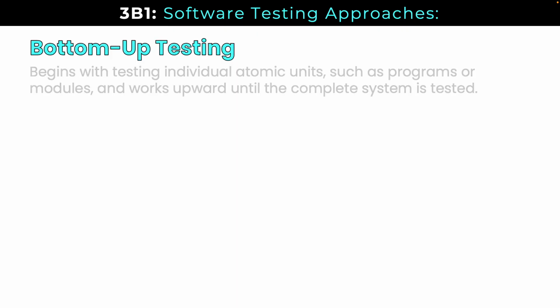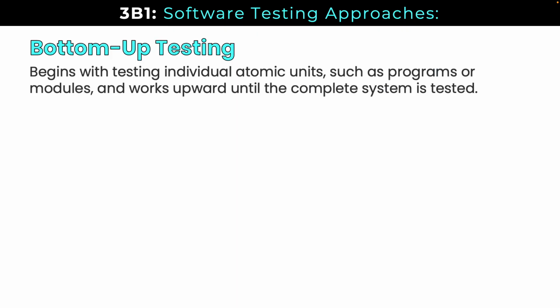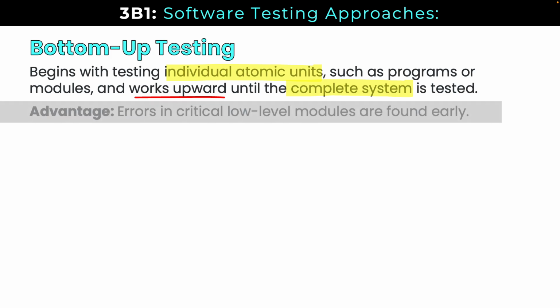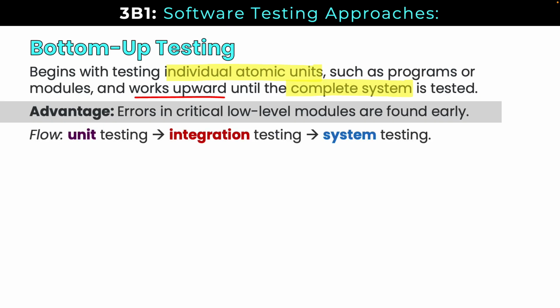Bottom-up testing. So bottom-up testing begins with testing individual atomic units like programs or modules, and it works upward until the complete system is tested. The advantage here is errors in critical low-level modules are found early in the process, so it's going to be faster, easier, and cheaper to fix them. The flow would typically be unit testing, integration testing, and system testing.